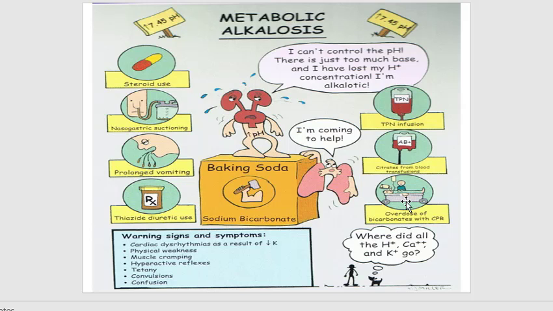So one of the drugs that we give when we're coding someone is bicarb. Okay, we give it IV. But sometimes we can give them too much and then we tip the scale in the other direction and make them alkalotic. So you got to be careful with that as well.